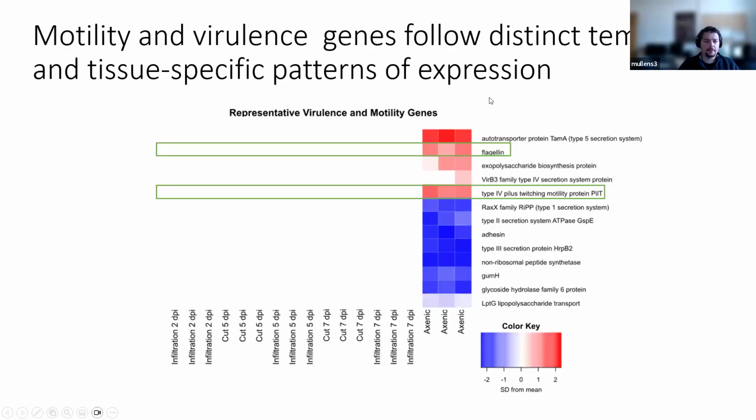I'm going to be talking about the differentially expressed virulence and motility genes here. Of particular interest is the motility, as we see some differences in how that plays out in the different tissues. Here, the xenic samples were just grown on plates. These genes down here that are colder are the virulence genes for the most part, and then these are some other genes. The ones I've highlighted here are flagellin and the type 4 pilus, which is involved in twitch motility.